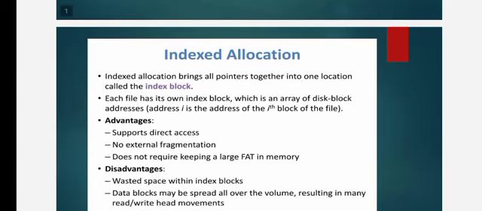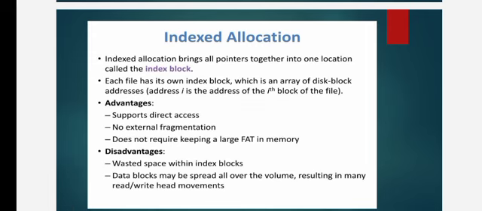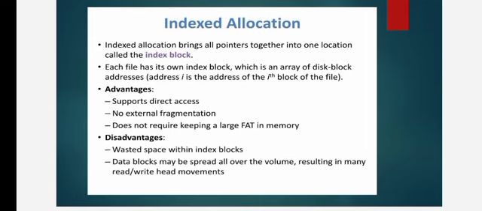Indexed allocation brings all pointers together into one location called the index block. Each file has its own index block, which is an array of disk block addresses. Advantages of indexed allocation: it supports direct access, has no external fragmentation, and does not require keeping a large FAT in memory.